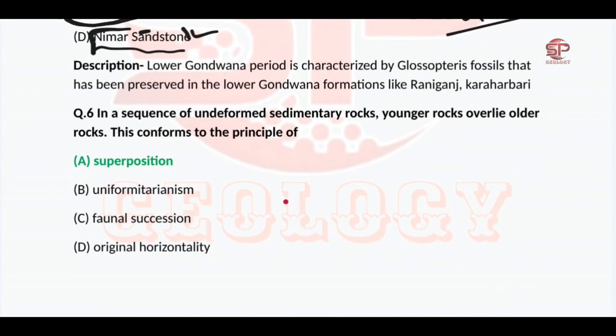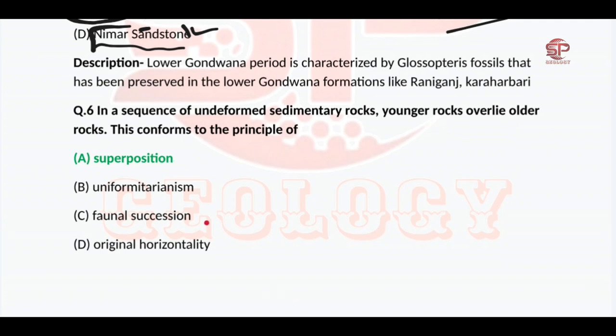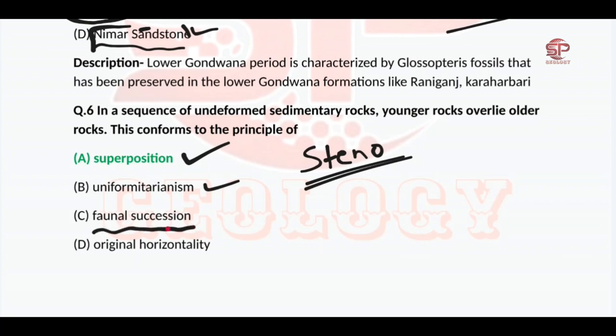Engulfing sequence of undeformed sedimentary rocks, younger rocks overlap older rocks. So it is the famous law of Steno, where in an undeformed or undisturbed strata, the younger rock is always at the top and older rock is always at the bottom. It is called the law of superposition. Then uniformitarianism, it is the law that the present is the key to the past. So we see the present processes, then we assume about the past processes. And then faunal succession is on the basis of evolution of organisms, or stages of evolution of organisms. Then original horizontality: any sedimentary strata will always be deposited in a horizontal manner. If you find any inclined bed, that means it has undergone some deformation. The answer will be superposition.